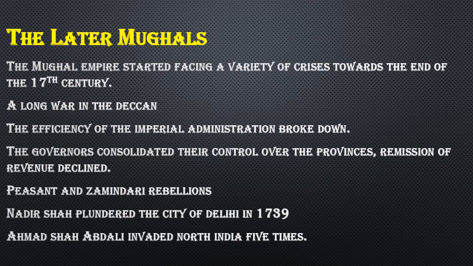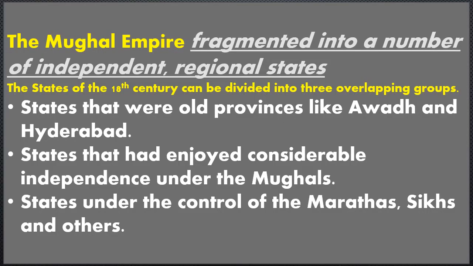1748 and 1761. All these factors together led to the decline of the Mughal Empire, and the vast area where the Mughals had control fragmented into many independent states. The vast Mughal Empire fragmented into a number of independent regional states during the 18th century.